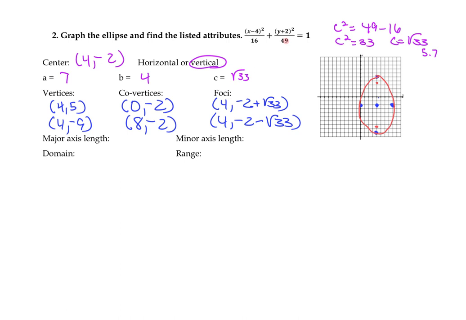Now we think about the major axis. If A is 7, the length is 14. If B is 4, the minor axis is 8. So now my domain, the farthest left is 0, and I go to 8. And in my range, the farthest down I go is -9, and up to 5.